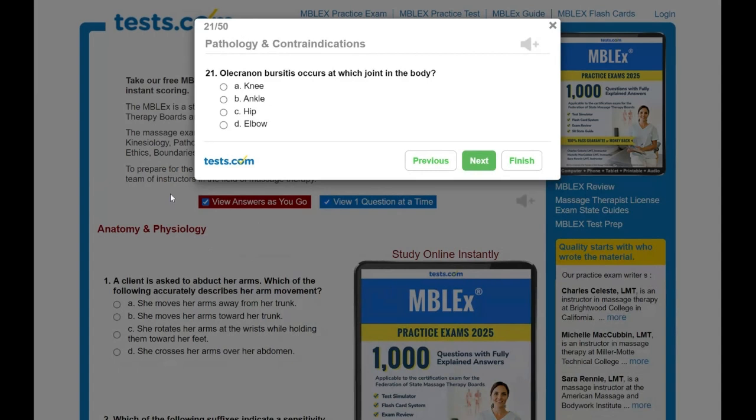Question 21. Olecranon bursitis occurs at which joint in the body? A. Knee. B. Ankle. C. Hip. D. Elbow.